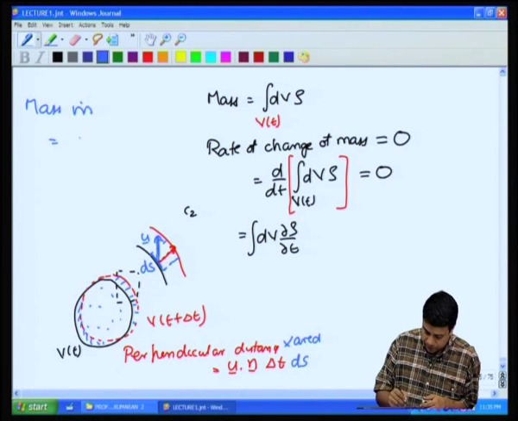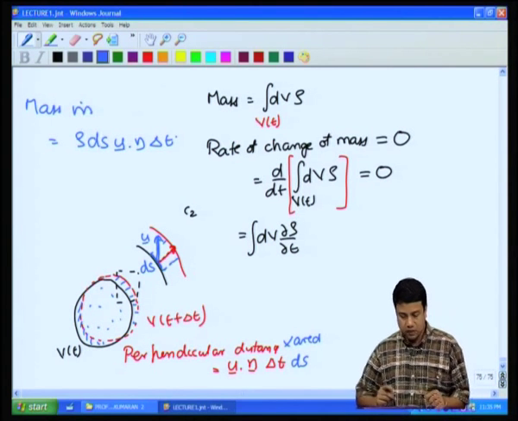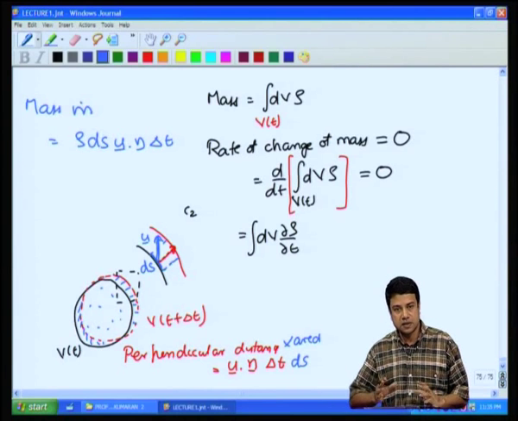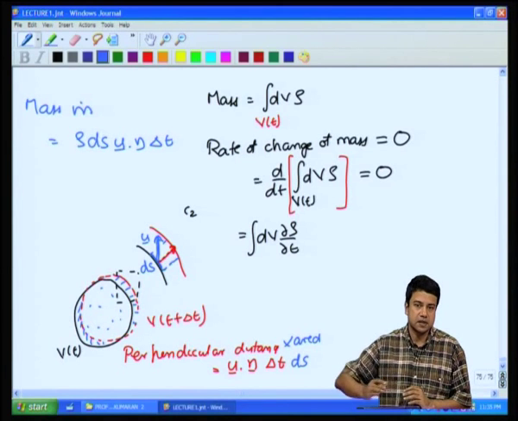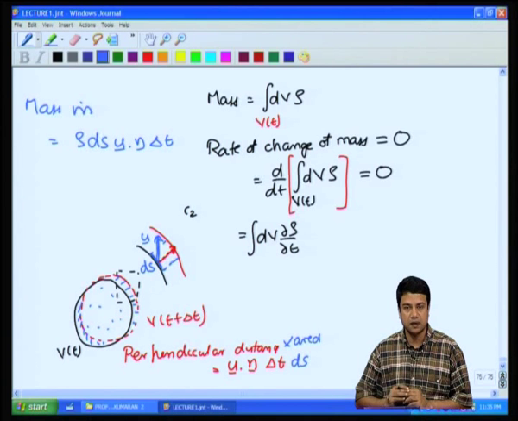Is equal to rho ds times u dot n delta t. That is the mass that has come in for this little patch of surface. It has travelled a distance u dot n delta t. Okay. So, that is the mass in a time delta t.